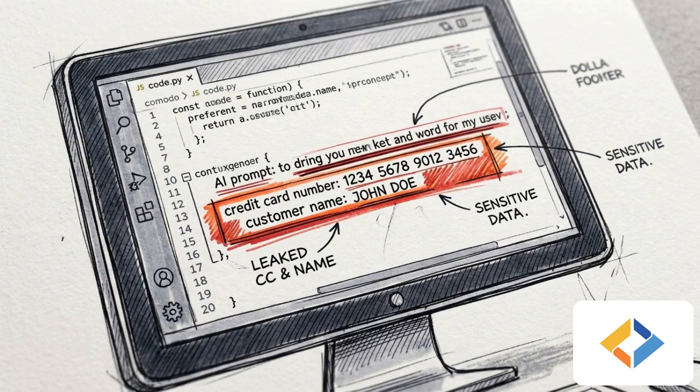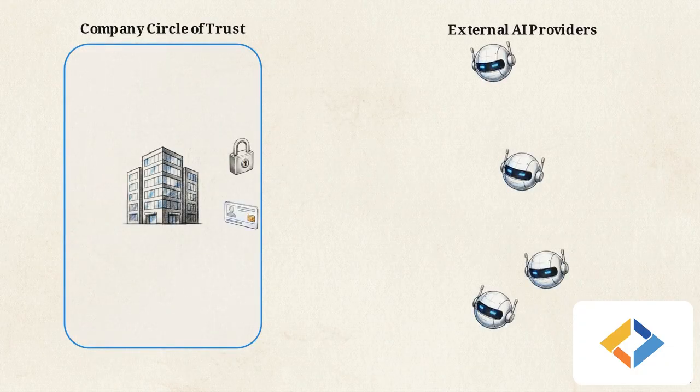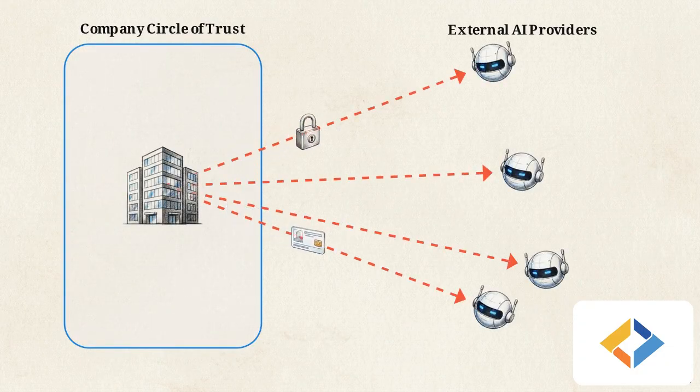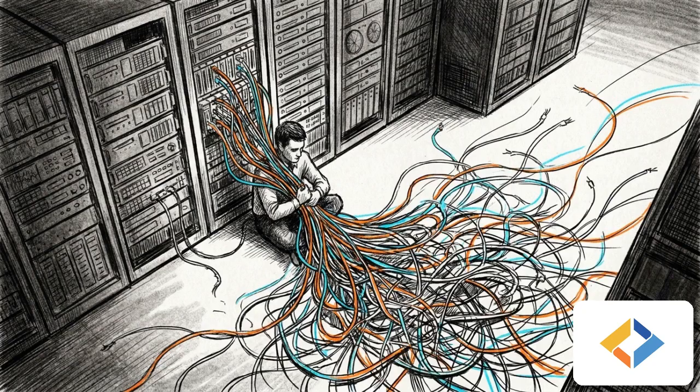With everyone connecting directly to external models, there is no central mechanism to stop sensitive customer data or company secrets from leaking into an outbound prompt. Organizations have successfully given their teams access to AI, but in the process, they have lost the ability to manage it.